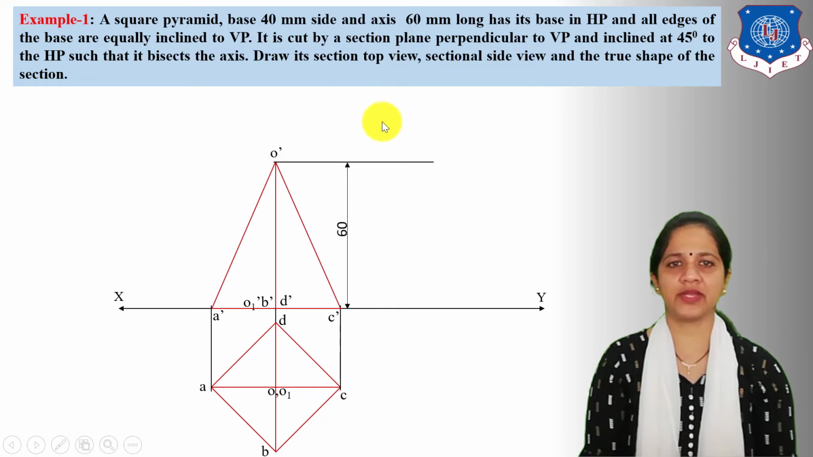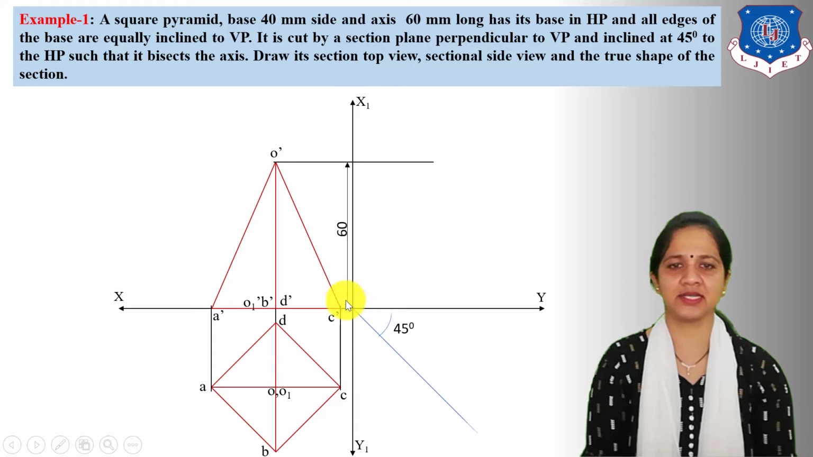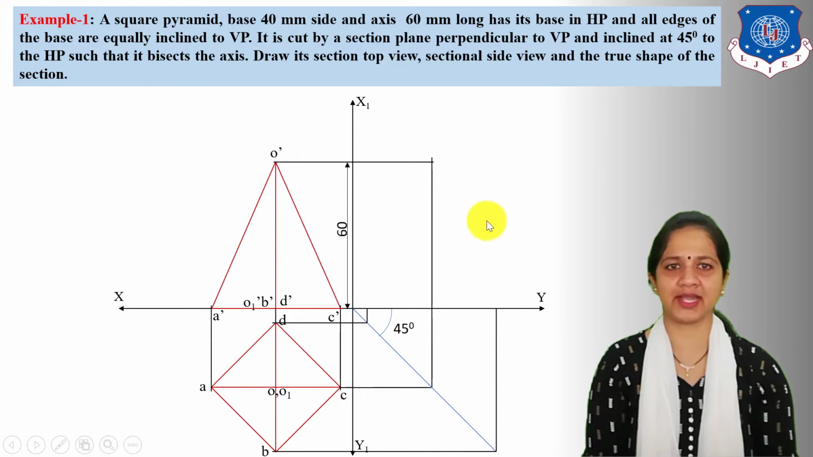For the side view, we need to draw the vertical axis X1, Y1. From the intersecting point of XY and the X1, Y1 axis, draw a 45 degree angle line. Next, draw horizontal projection lines from all points of the top view up to this 45 degree angle line, and from this point draw vertical projection lines in the side view. Here mark the base points on XY as D double dash, A double dash, C double dash and B double dash, and O double dash as the apex point.